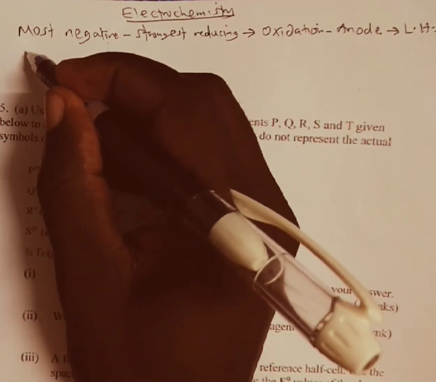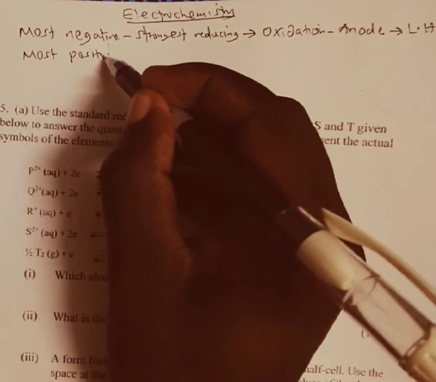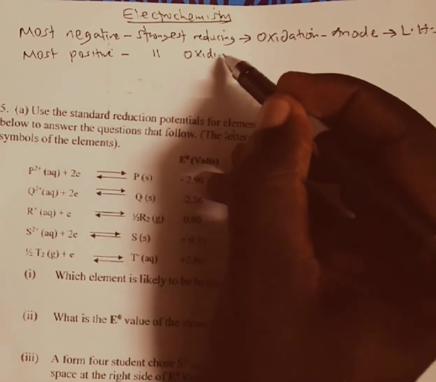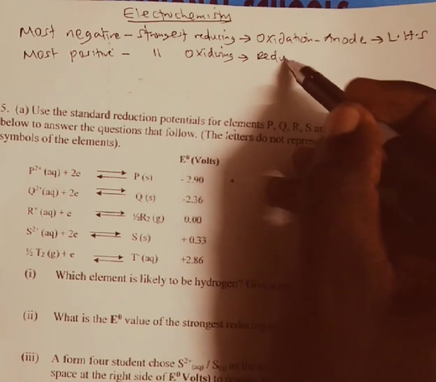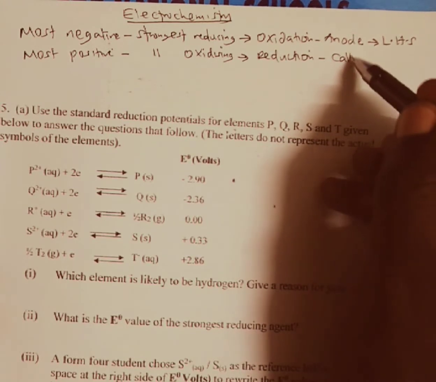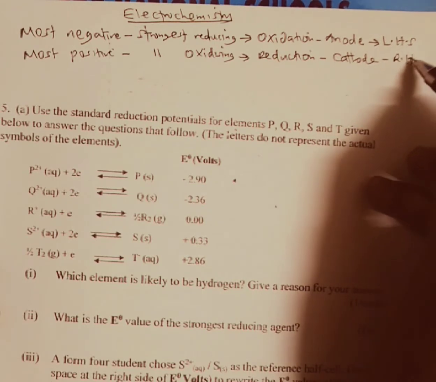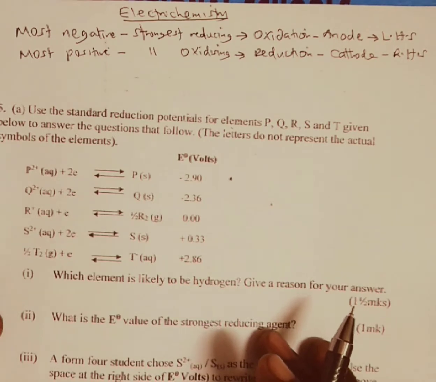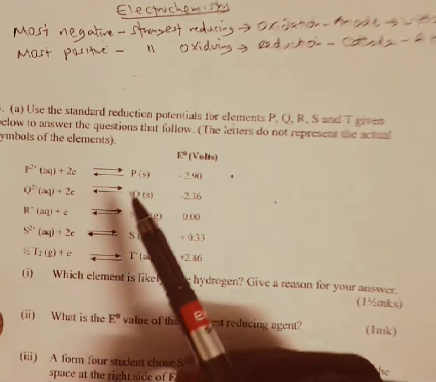Then we have the most positive. The most positive is the strongest oxidizing agent. Oxidizing agents undergo reduction, and reduction usually takes place at the cathode, which is usually placed on the right hand side of the electrochemical cell. Now let us go through these questions together.